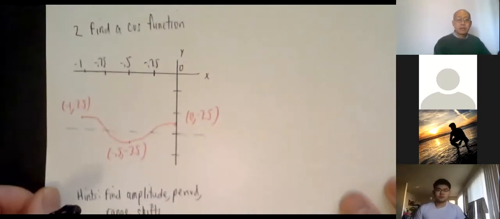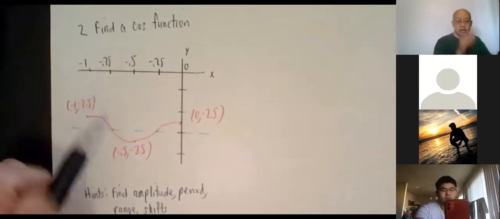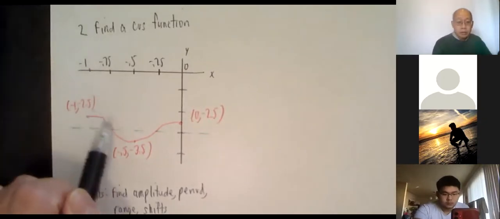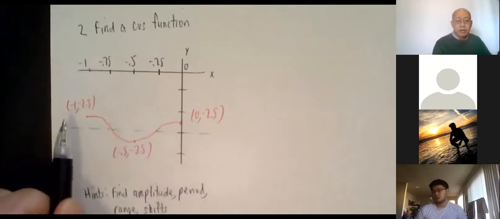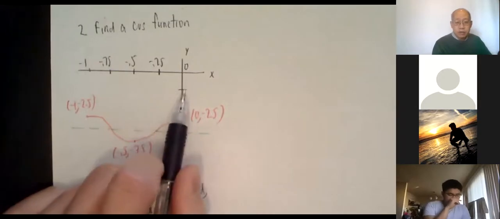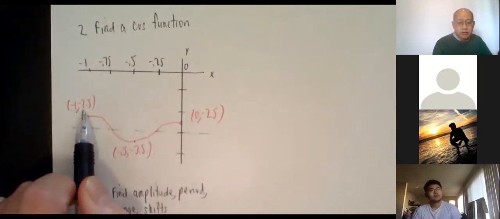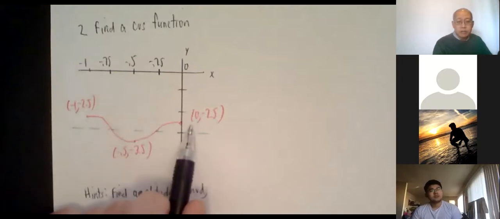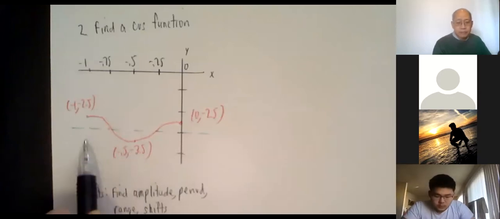And the cosine function this time. Oh boy, a lot of negatives they give us. So it goes like that. That does seem to be the general shape of the cosine function. Here are some key points: -1 to 0. And this is -1 comma -2.5. 0 comma -2.5. Halfway it's -0.5, -3.5.